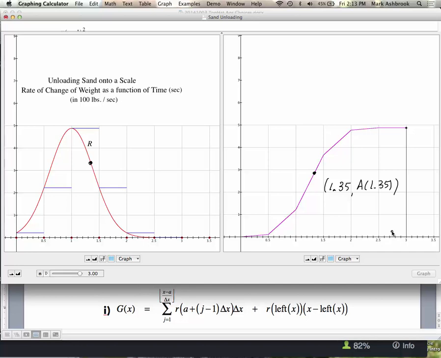Okay? 20 seconds. What does that point mean? Tell the person next to you. What does that point mean? Go. What does it mean?